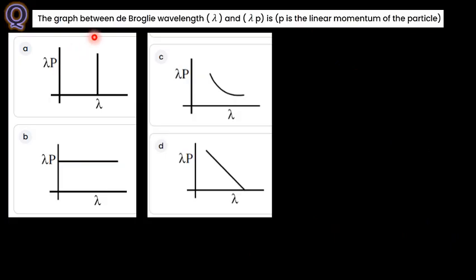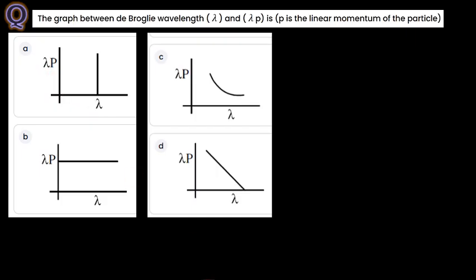Problem. The graph, similar to the previous one, is between the de Broglie wavelength lambda and lambda p. And here an additional value they have given: p is the linear momentum. Linear momentum means it is a variable. See, in this case, on the x-axis they have given the lambda value and on the y-axis it is lambda p.